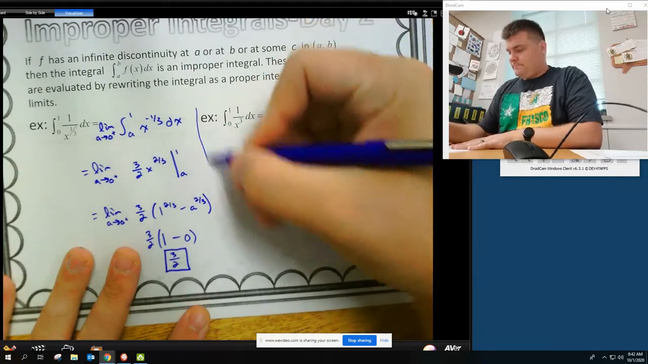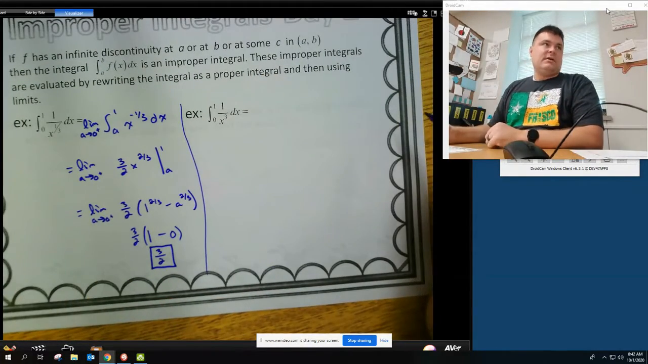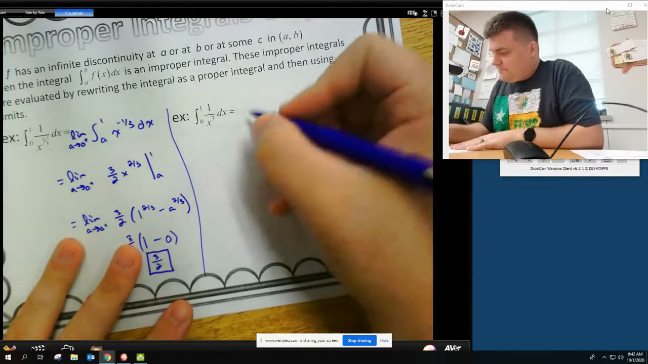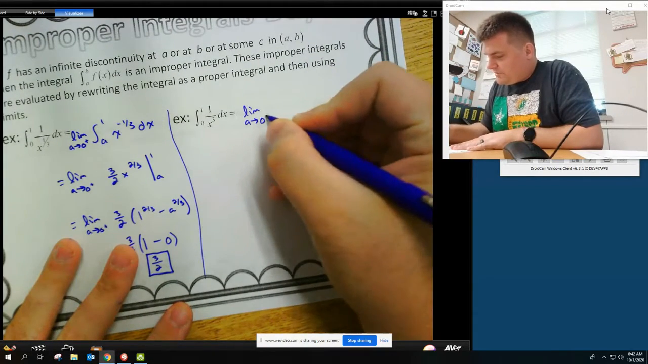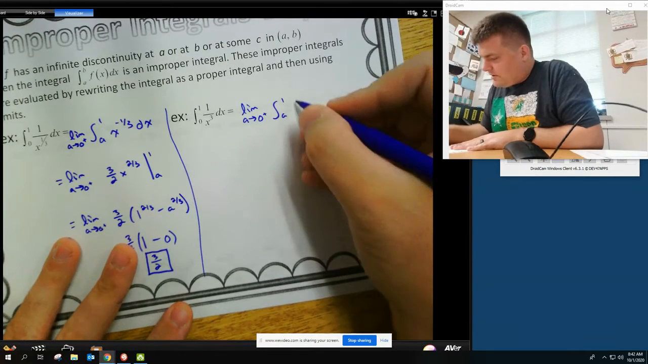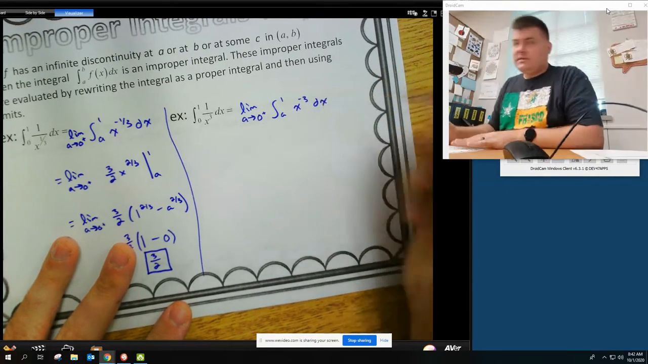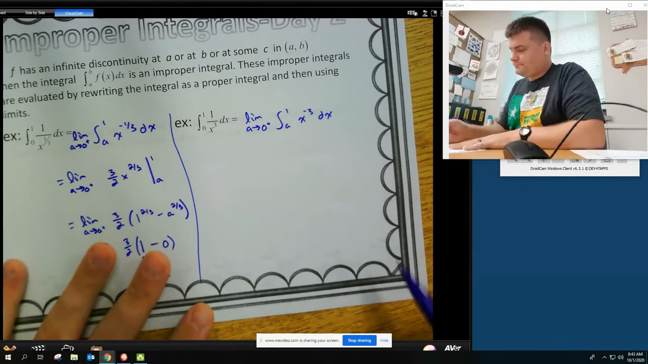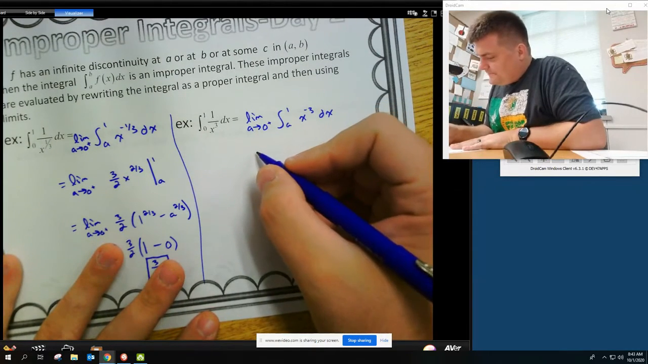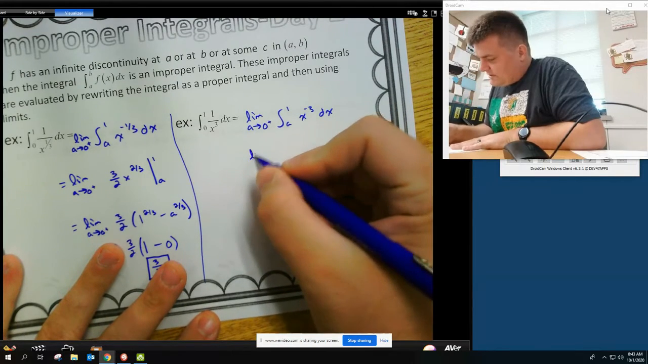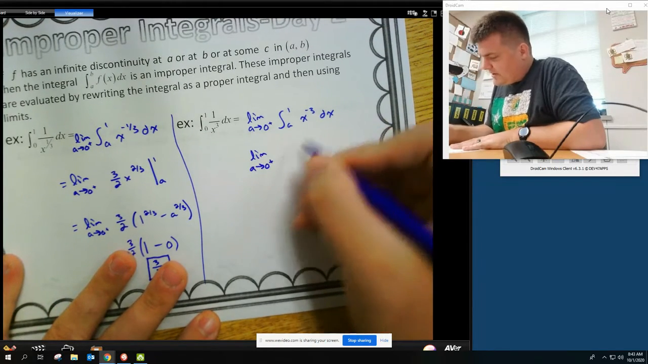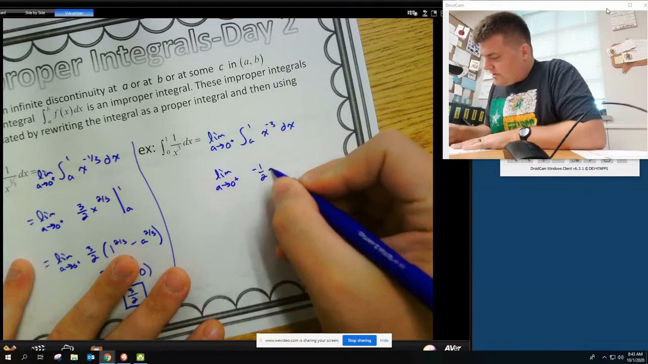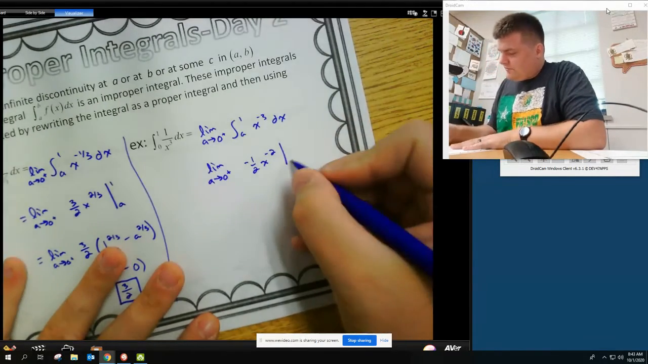Okay. So same type of problem here. Also going to have that vertical asymptote. So it's really going to be the same setup. So I'm going to go from 0 to the right, from a to 1 of this x to the negative 3 dx. Yeah, same type of problem. So what's going to end up happening here is I'm going to get the limit as a approaches 0 to the right. Antiderivative of x to the negative 3 is going to be negative 1/2 x to the negative 2 from a to 1.